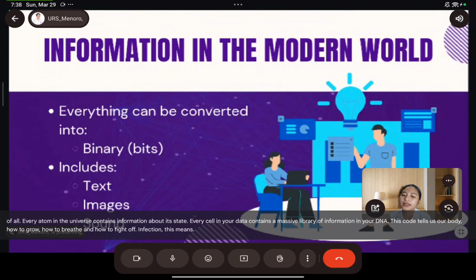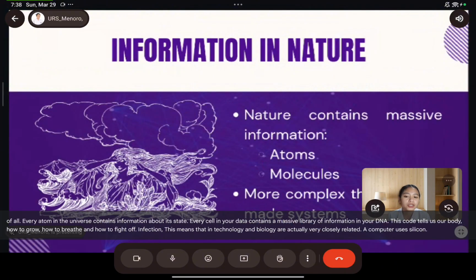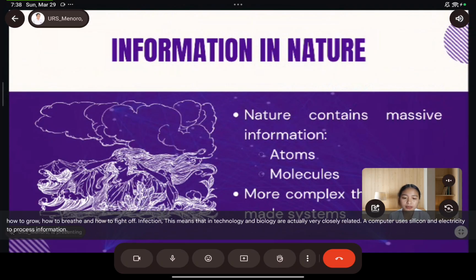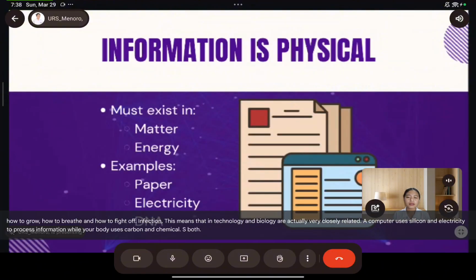This means that technology and biology are actually very closely related. A computer uses silicon and electricity to process information, while your body uses carbon and chemicals. Both systems follow the same rules of logic and physics to maintain life and order.